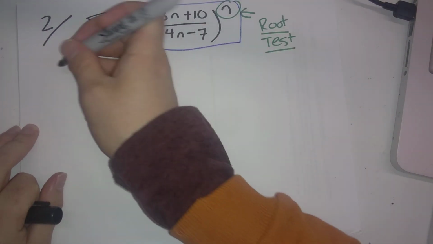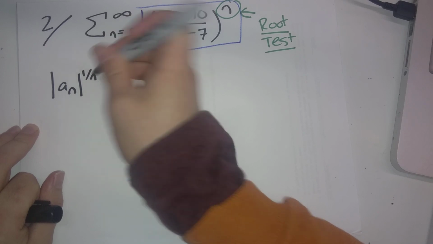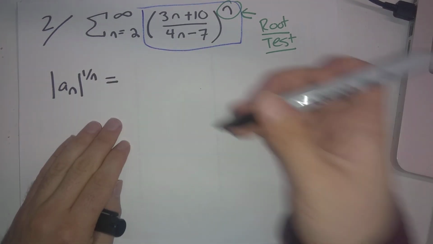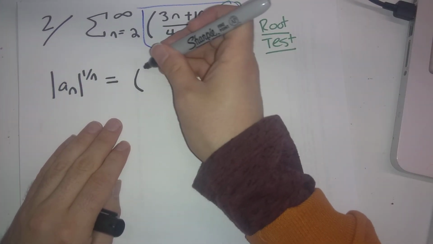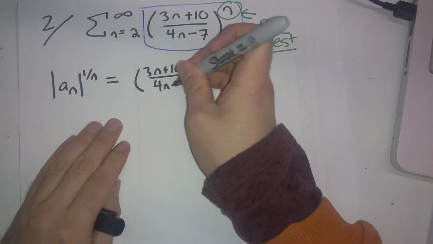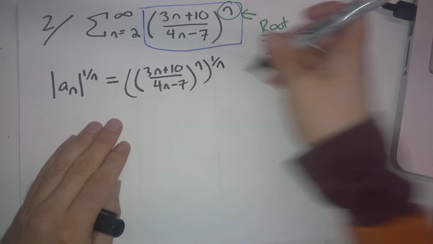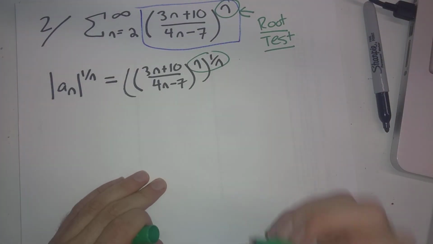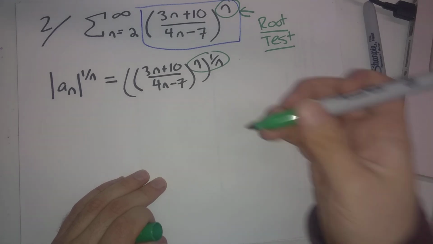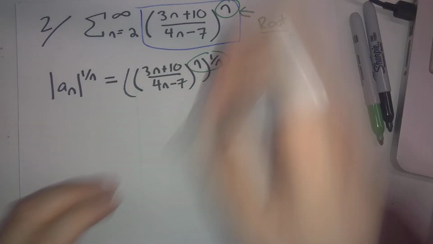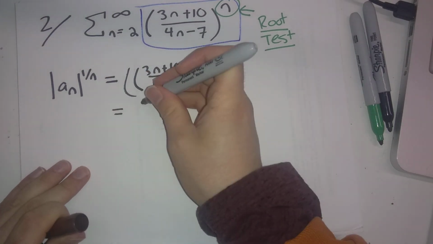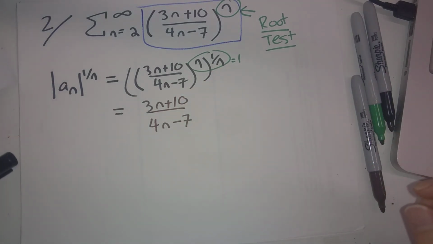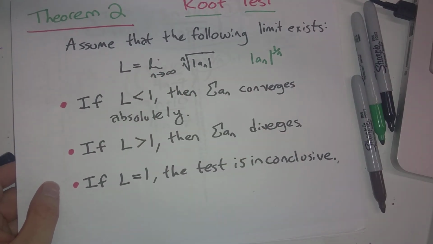Okay, so we're going to look at the nth root of a sub n, in absolute value, I should say, but everything in sight is positive, so I can drop the absolute value bars. And when we do this, we see why the root test is such a natural choice here. We end up multiplying these exponents together, and n times 1 over n is 1, and so a sub n to the 1 over n power is just 3n plus 10 divided by 4n minus 7. So now we have to take the limit of this quantity as n goes to infinity.